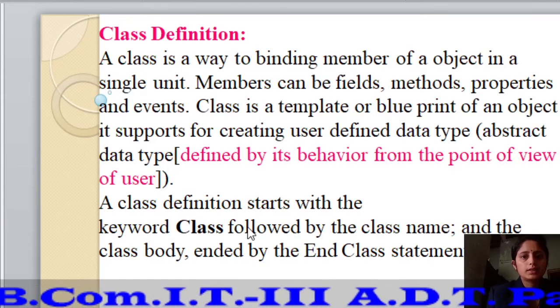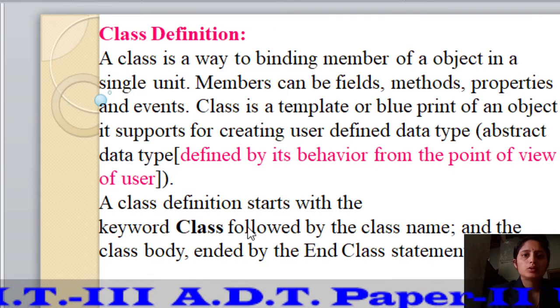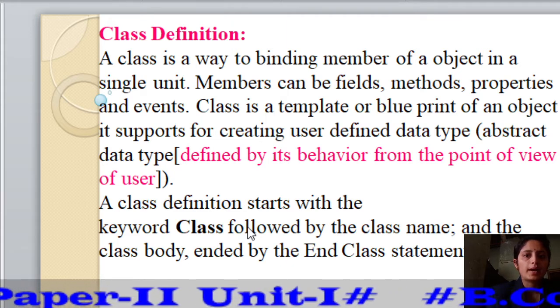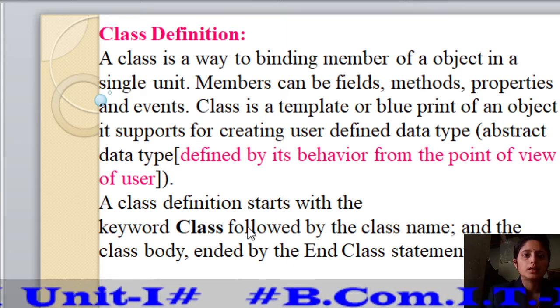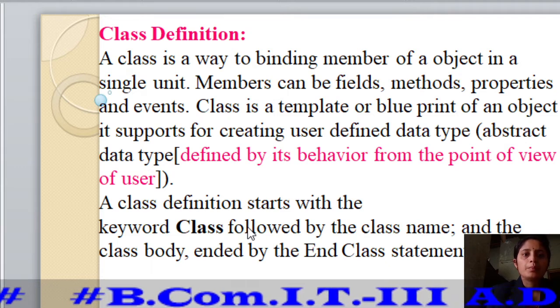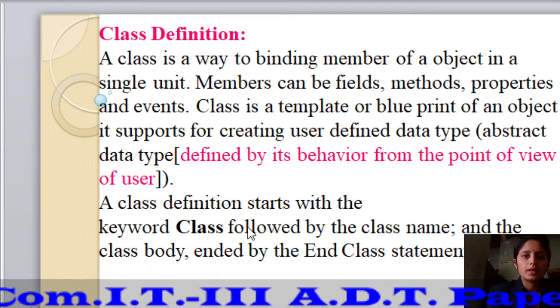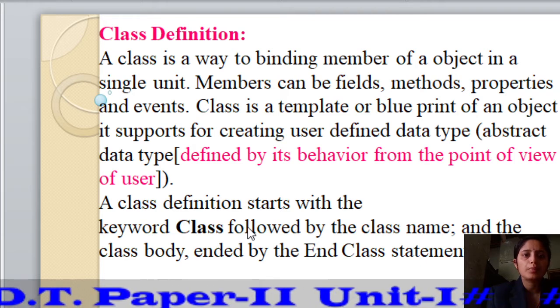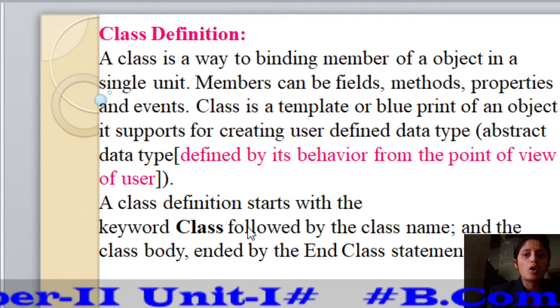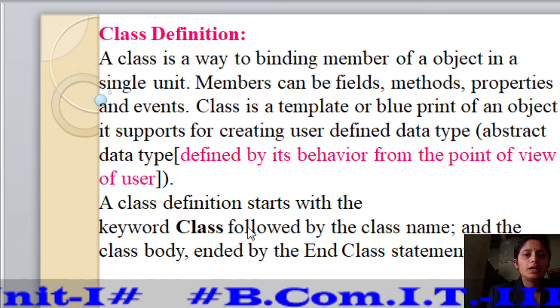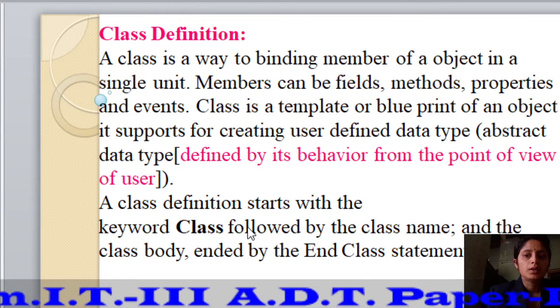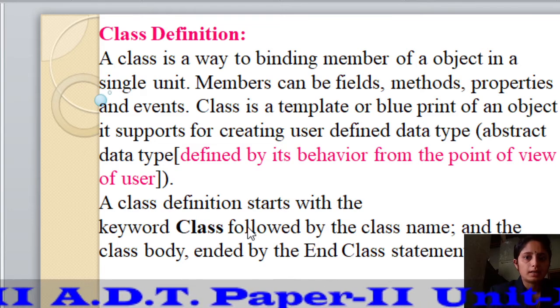The first point is the class. What is a class, or the definition of a class? A class is a way of binding members of an object in a single unit. Members can be fields, methods, properties, and events. A class is a template or a blueprint of an object. It supports creating a user-defined data type, meaning an abstract data type.